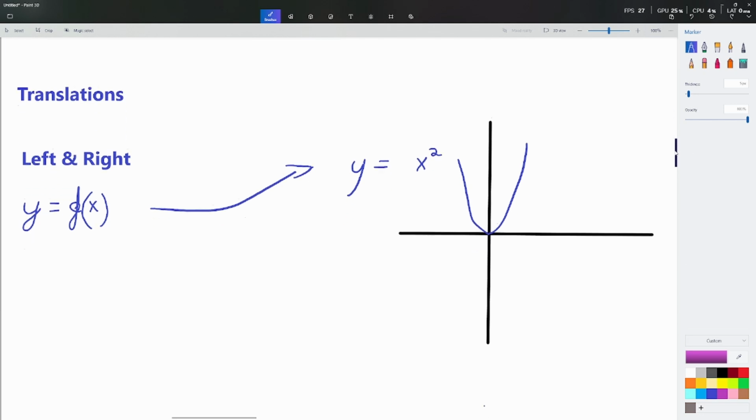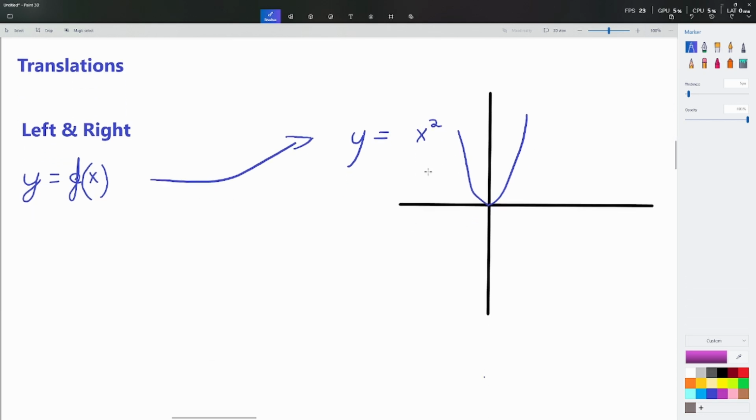So let's start. How can you move your function left or right? Right now your function is something like this, f(x). You might be wondering why there is an f here. The f means that you have a function, meaning that this can be x squared, this can be x to the power of 3, and so on. So let's keep using our example of x squared.